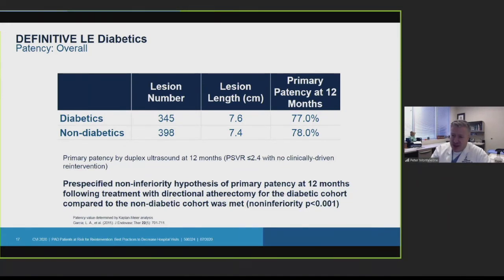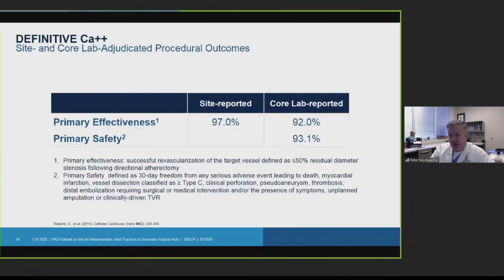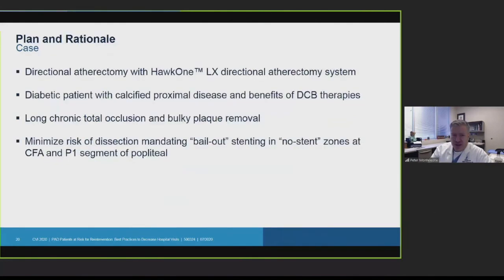So despite the presence of diabetes in this patient, similar to the patient we're discussing in this case, we had a primary patency at 12 months using directional atherectomy alone of 77%. Similar and in fact non-inferior to that which we saw in their non-diabetic cohort. What about the calcified patient? This patient, as we'll see, had at least moderate proximal calcification at the inlet to her chronic total occlusion. There were 133 patients within Definitive LE in this high calcification cohort. And again, in a higher risk group, they looked at primary safety as well as primary effectiveness, and demonstrated by core lab reported trials effective as well as safe utilization of directional atherectomy in this higher risk, heavily calcified cohort.